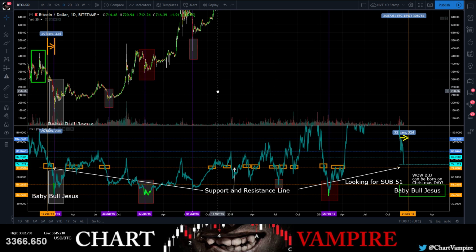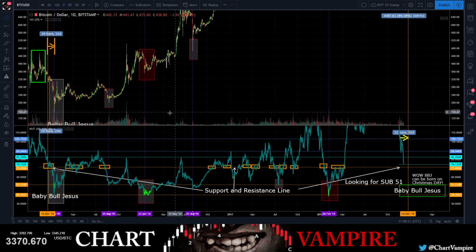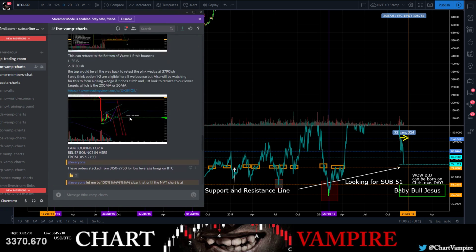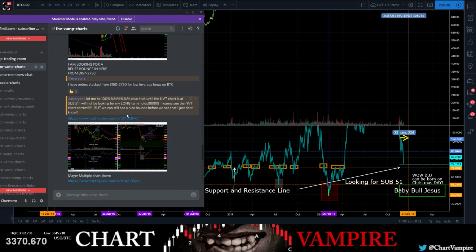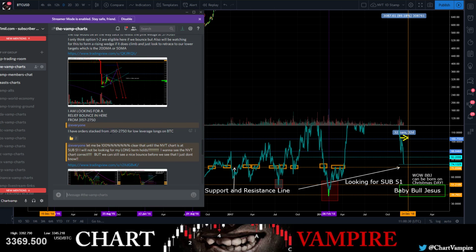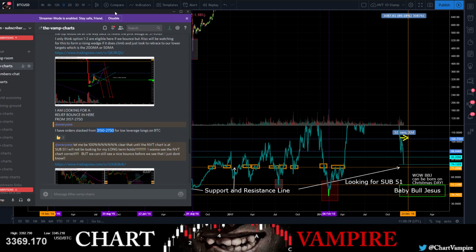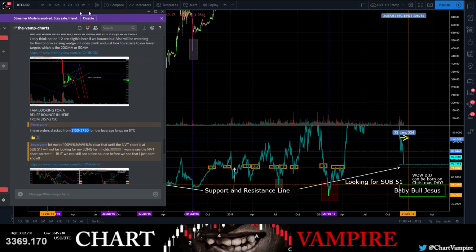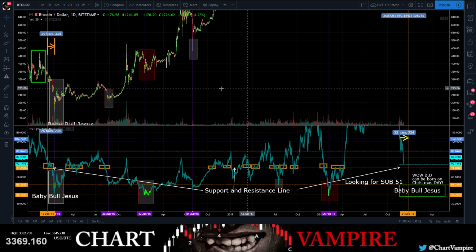Here's your NT. Now listen, here's how I have this set up, okay? I am personally not looking for my entry points to hold, and I wrote it out all right here. I have orders stacked right now, 31 to 27.50. I've got some low leverage longs. In fact, these are not leveraged at all.